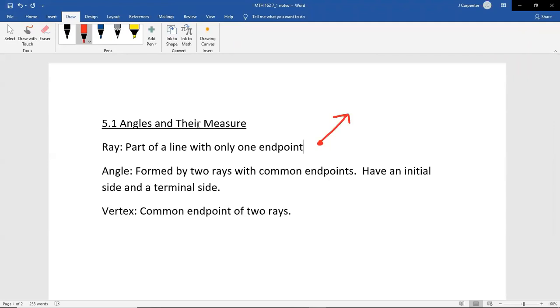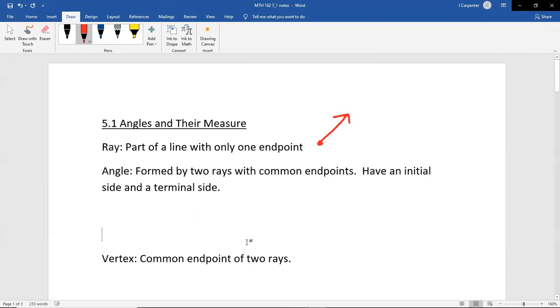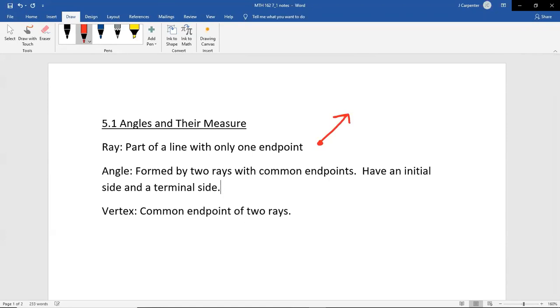based on their positions and how they're opening up. So an angle is formed by two rays with common endpoints. So that point is what we call an endpoint. So this is two rays with common endpoints. And then we can say that it has an initial side and it has a terminal side. And that common endpoint has a name. Actually, we'll do it there.